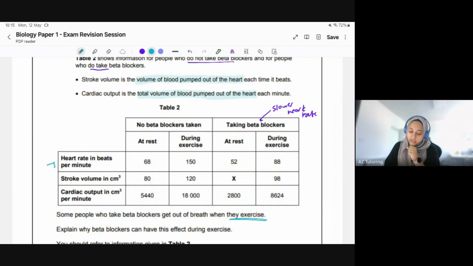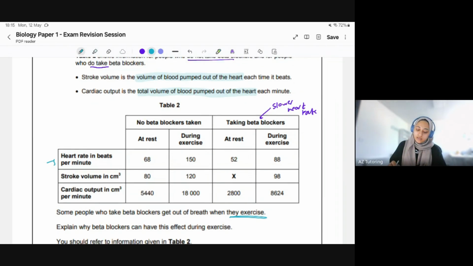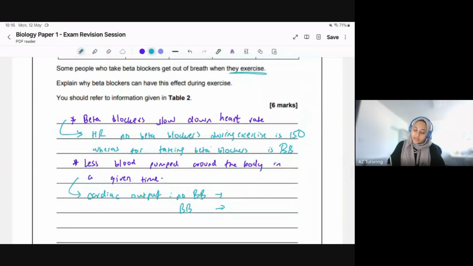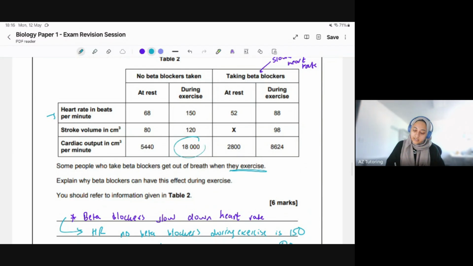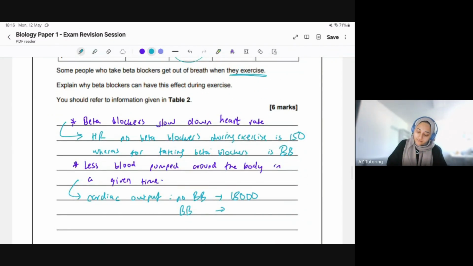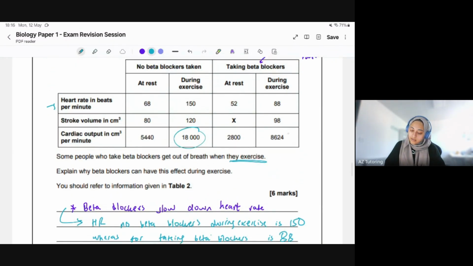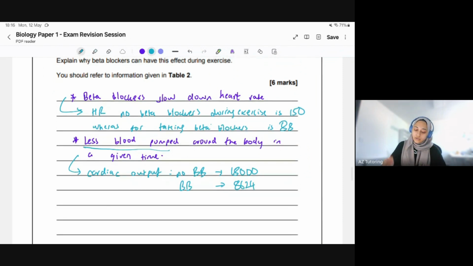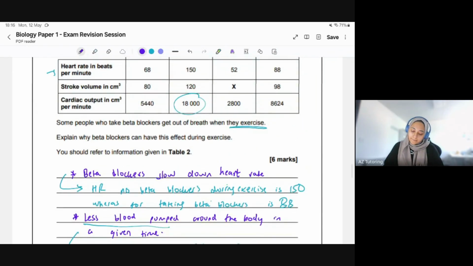So cardiac output is the total volume of blood pumped out of the heart each minute. So let's talk about cardiac output. So we can say cardiac output for the, I'm just going to write BB for beta blockers. So we can say cardiac output for no beta blockers during exercising is 18,000. And for taking beta blockers is 8,624. So that proves that it's less blood pumped around the body. So you're not just saying a statement without backing it up. Okay, so that's about the cardiac output.